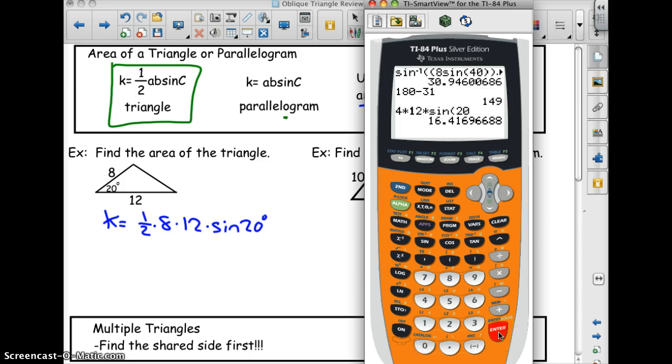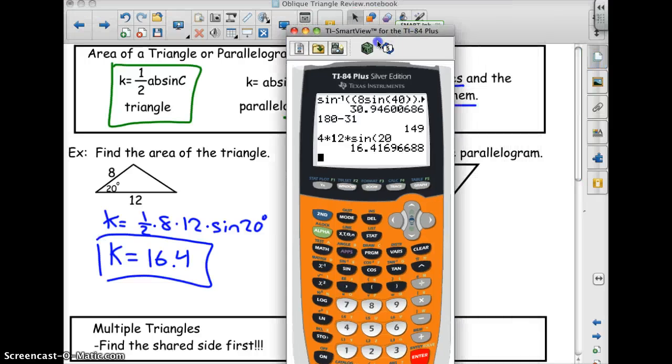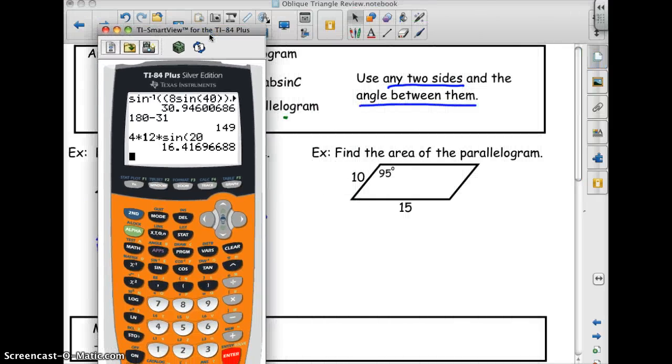Now again, it doesn't say what place to round to. It usually will. I just kind of forget to put those in the questions a lot. Okay, so in this case, I got k equals 16.4. Again, I rounded to the nearest tenth if I wasn't specified to. All right, find the area of the parallelogram.